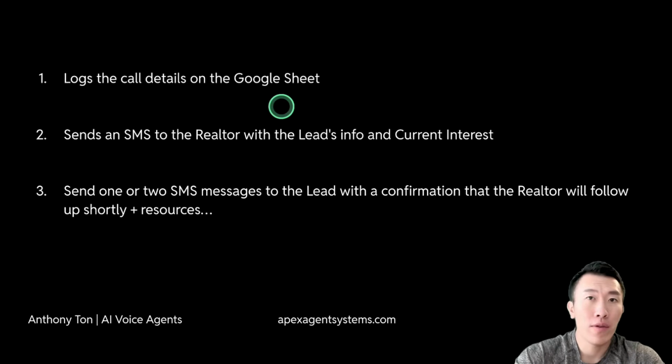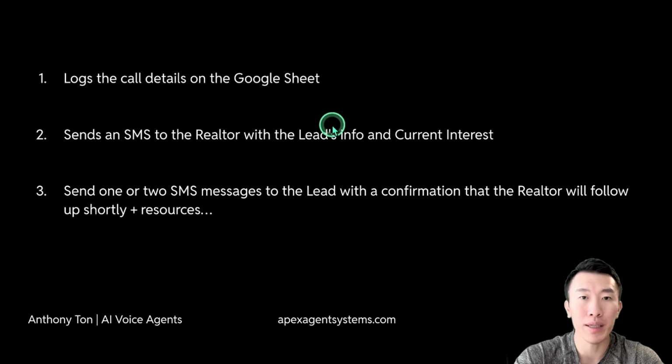Let's start by going over just a few of the different functions that you can add to customize your AI cold caller. One of the things that we can do is log the call details onto a Google Sheet. Also, we can send SMS text messages to the realtor with the lead's information and their current interest.